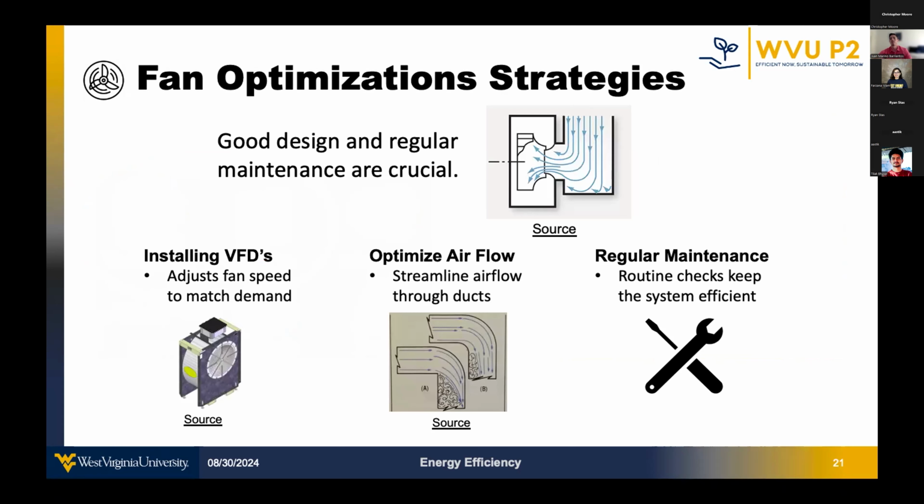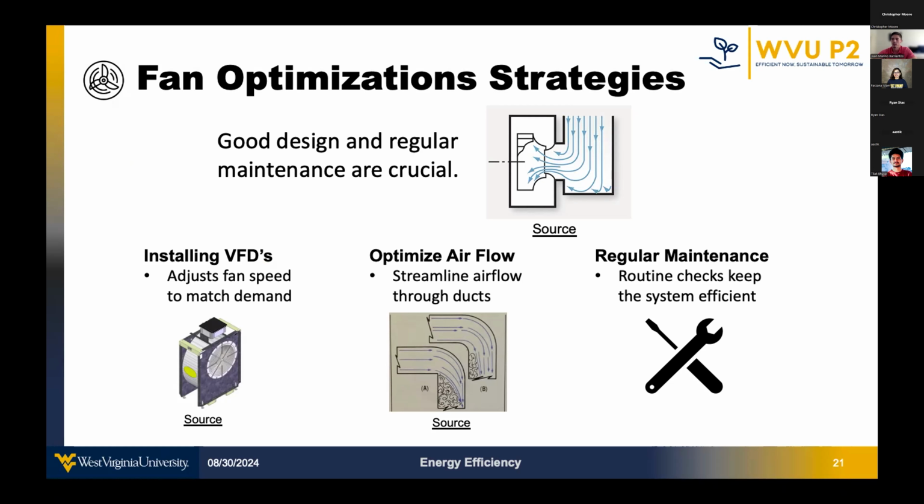So again, the efficiency of fan systems depends heavily on their design, like I said, and the setup of the system and how it is operated. So let's look at how we can improve the efficiency of fan systems. Again, installing VFDs. VFDs will allow you to adjust the fan speed to meet and match the demand, saving energy. Then optimize the airflow.